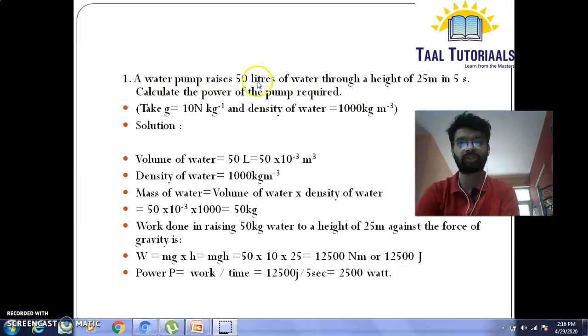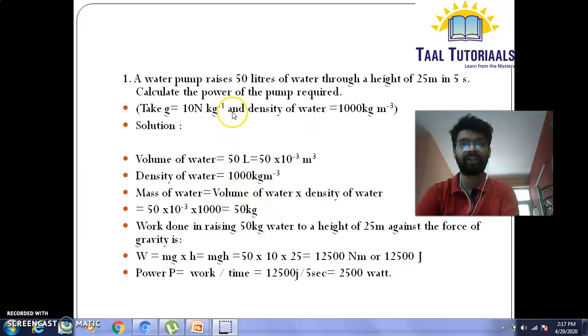So, the information we gather from here is: volume of water is 50 liters, height is 25 meters, time is 5 seconds, g is 10 Newton per kg and density is equal to 1000 kg per meter cube. For volume of water, we convert liter into meter cube, that is, we multiply by 10 to the power minus 3. For mass, we use the formula volume into density. So, volume is 50 into 10 to the power minus 3 as written here, and density is 1000 as given here. So, this and this get cancelled out, 50 is left, so mass is 50 kg.